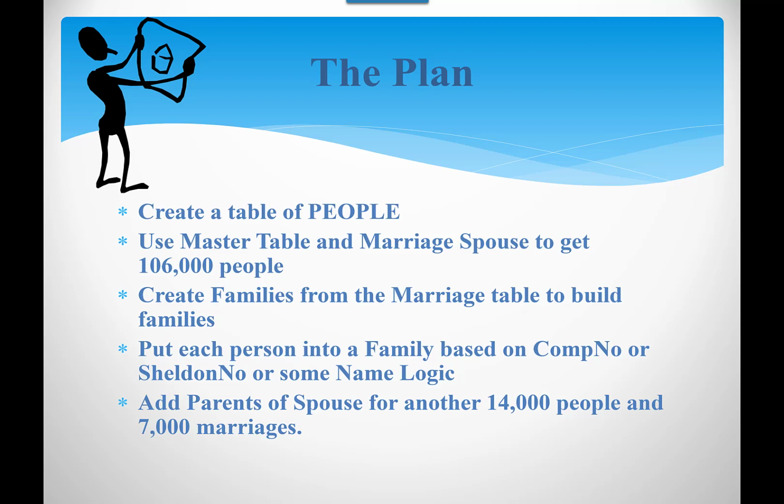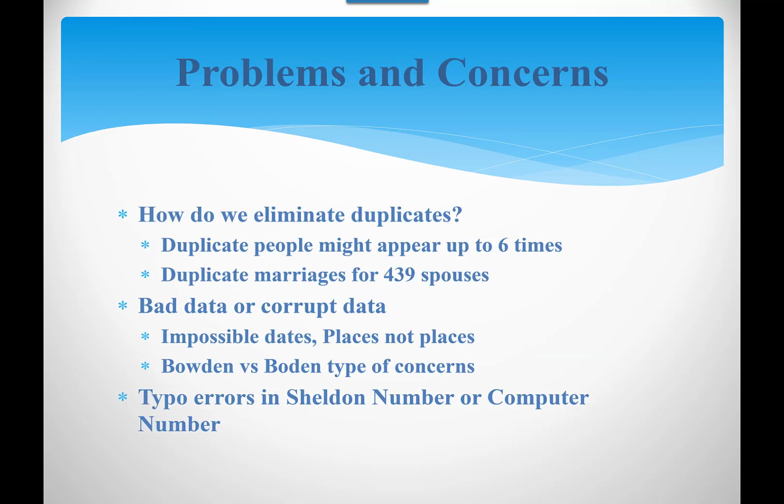Now there are about 125,000 people instead of 70,000, because the only people that had a Sheldon number, or a number at all, were people in the master table, not in the marriage table or the parents of those spouses. The number of 70,000 grew immediately to 125,000. I guess I'll fix that later, but I don't want to write a genealogy program in Access. I'm certainly not smart enough to do that.